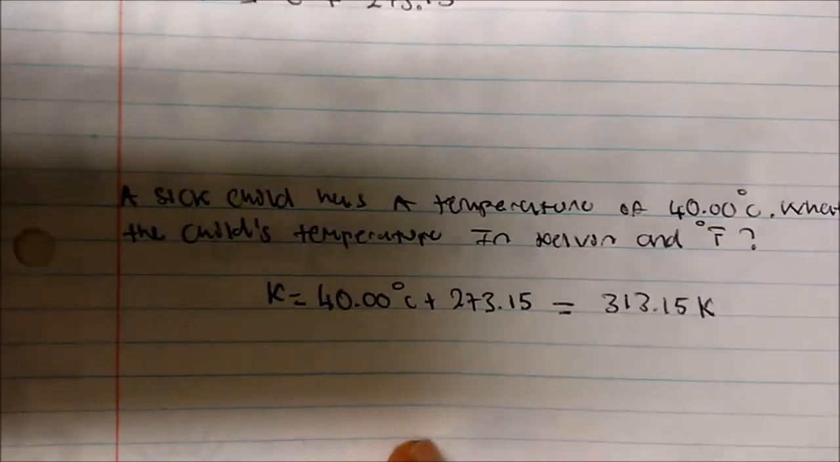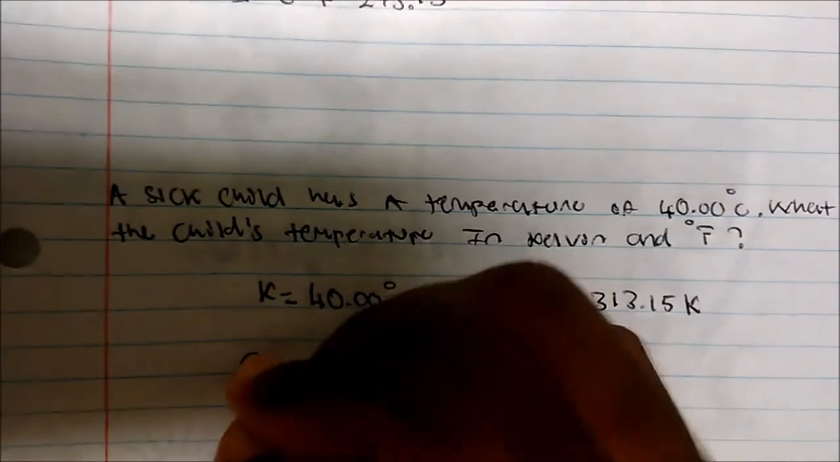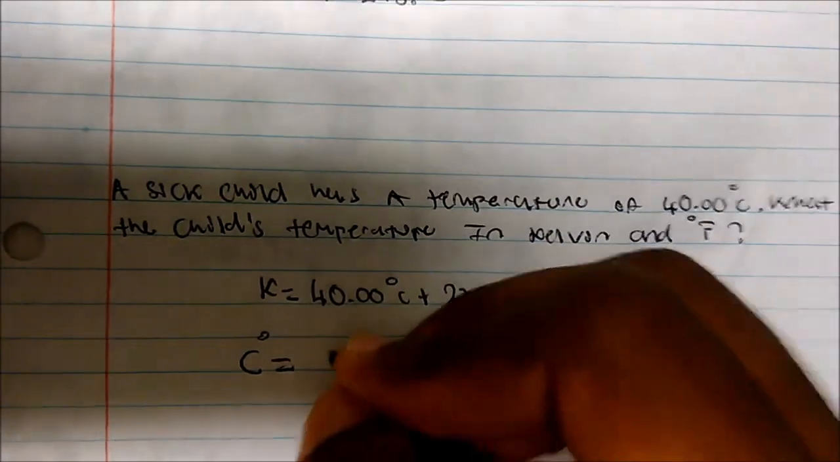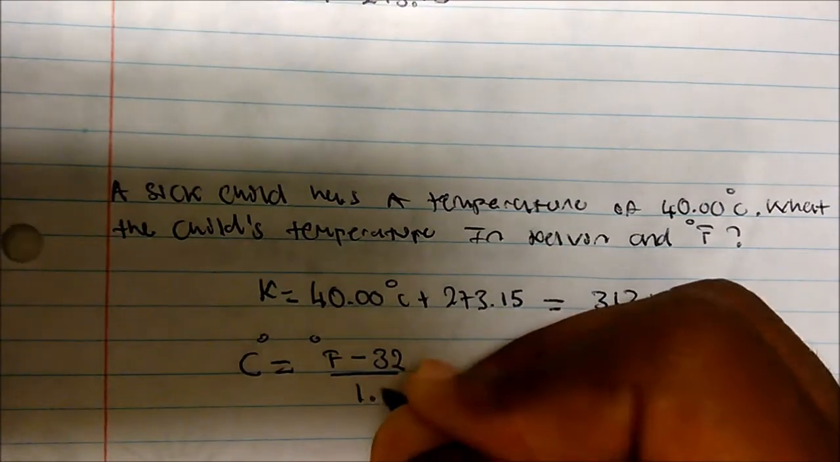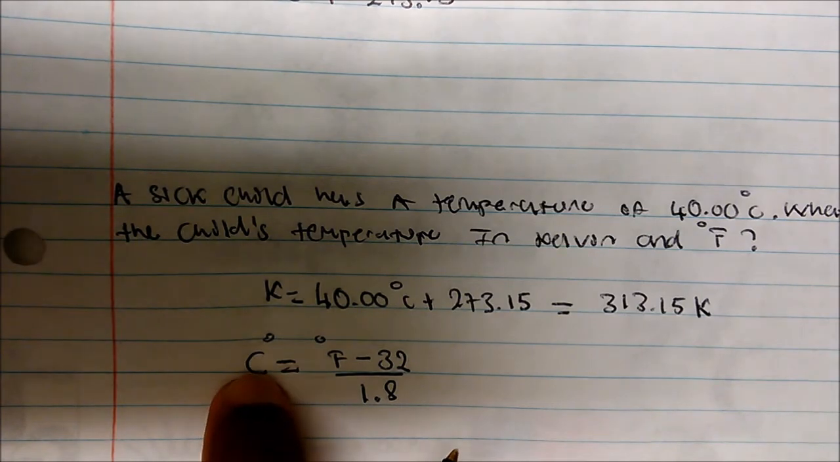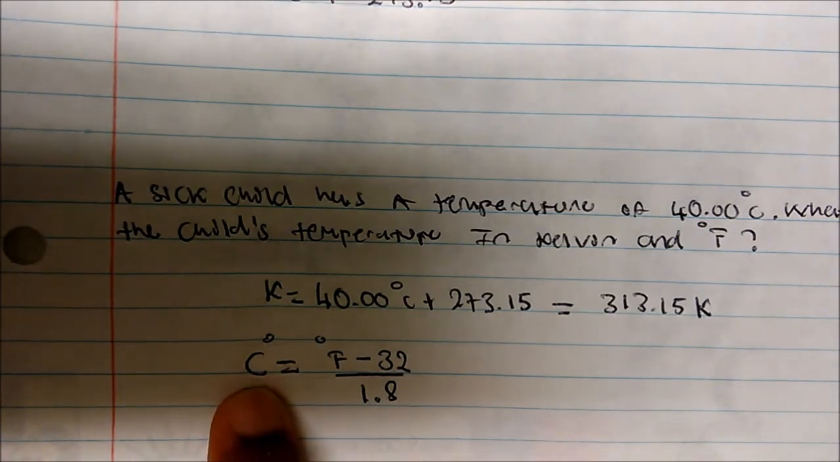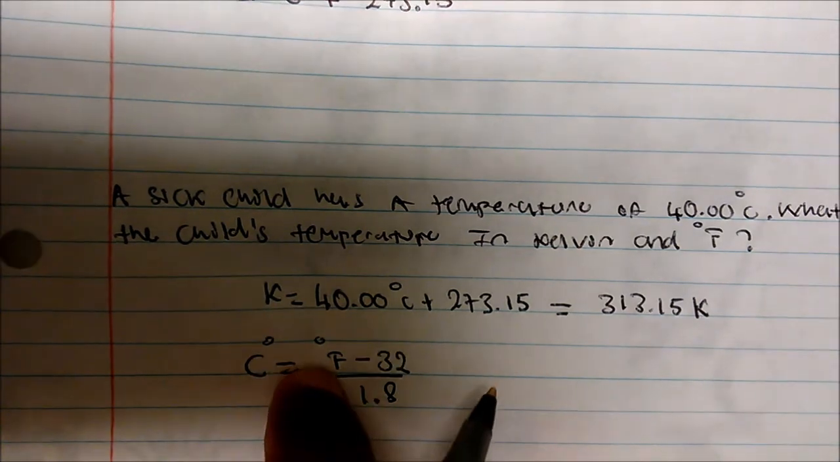Now in Fahrenheit, it gets a little bit more tricky. We know that the degrees Celsius is equal to the Fahrenheit minus 32 divided by 1.8. We're trying to find the Fahrenheit, and we know the degrees Celsius, so in this case we have to do some manipulation. We have to solve for F.